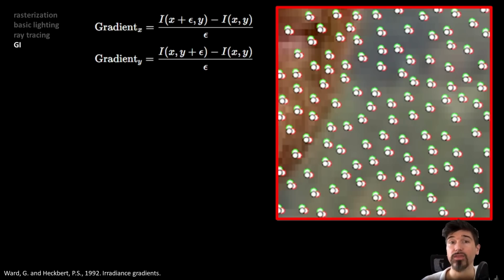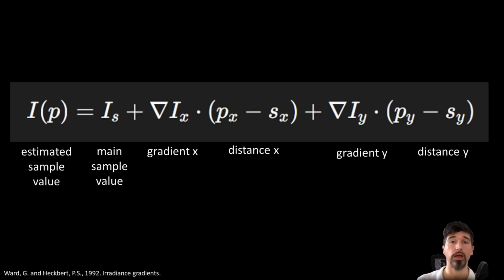So once we have the gradients computed for each sample, we can use them to better approximate the irradiance or color at nearby points we want to shade, like the pixels in our image. And how do we do this? The formula looks like this and presents a simple idea. We use the main sample value and add a small correction based on the distance between the sample and the point we're trying to shade.